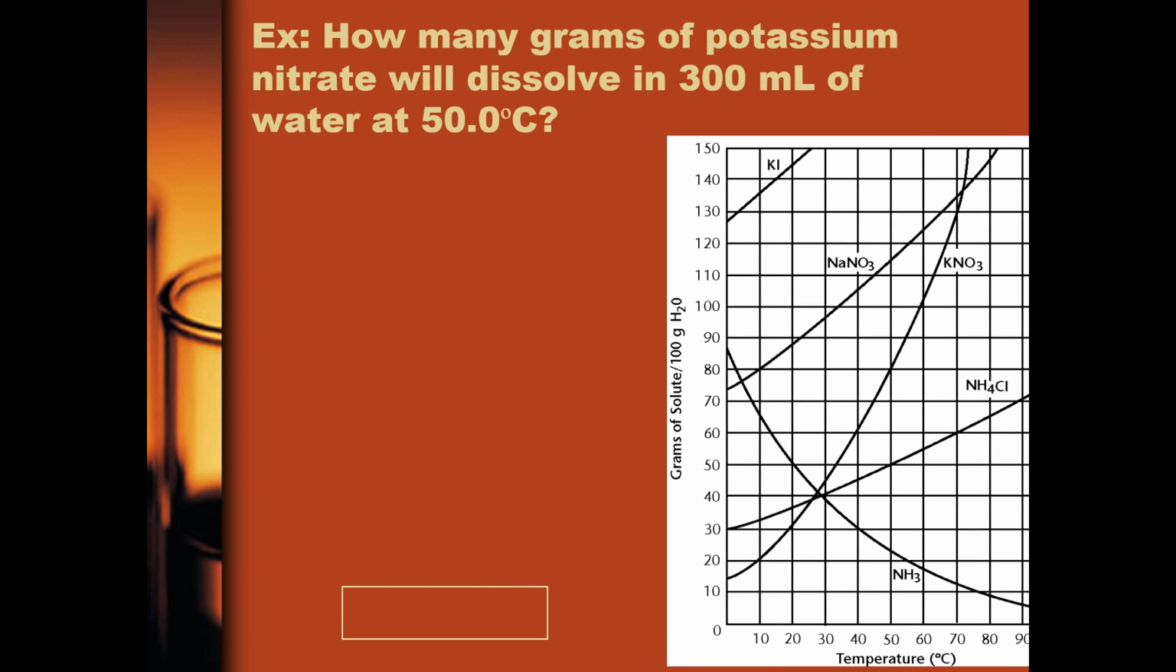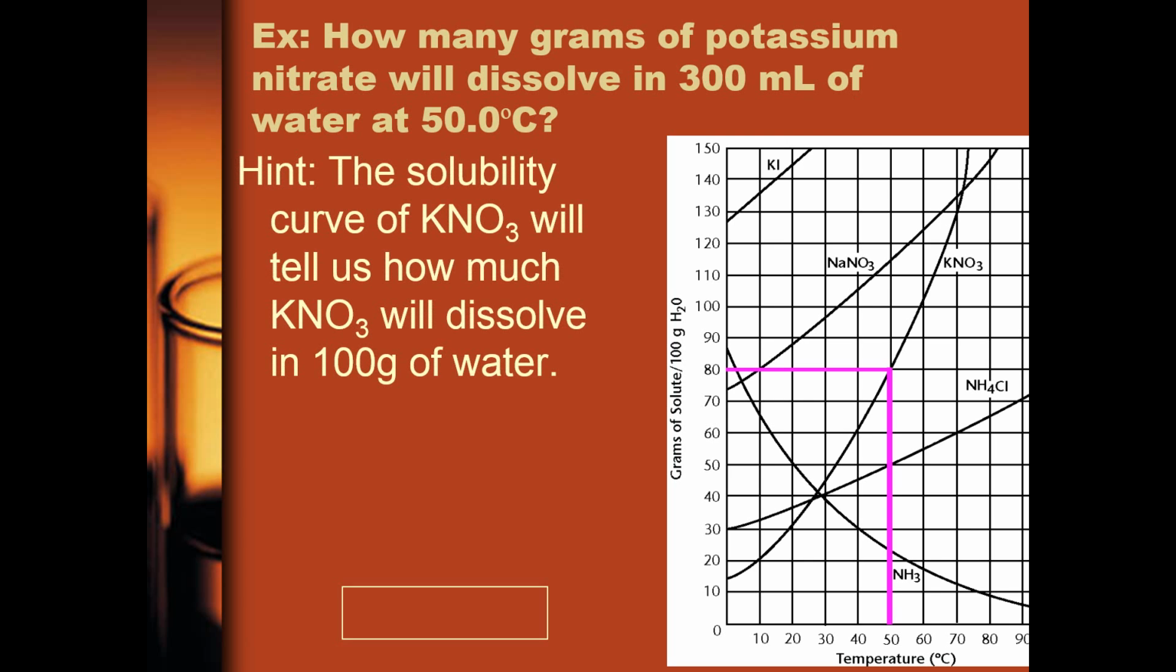Here's another problem. We want to see how many grams of potassium nitrate will dissolve in 300 milliliters of water. Now, I see a red flag in this problem. The red flag comes with the 300 milliliters of water. We have a graph that only represents our amounts of water in per 100 grams. So we want to make sure to set up a proportion. Whenever you see an amount of water that is not 100 milliliters or 100 grams of water, that's a red flag to set up a proportion. And here's what our proportion can look like.